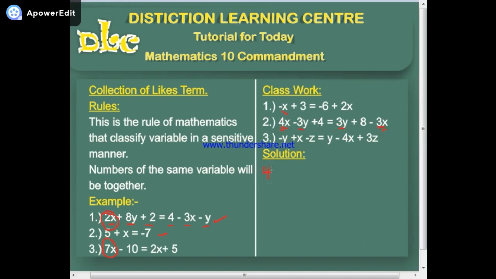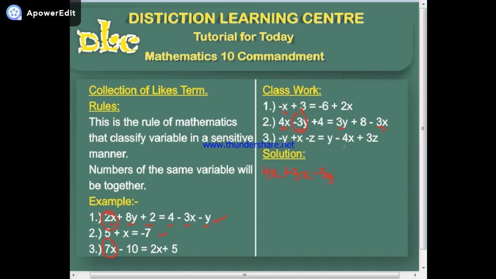4x. That is 4x. Now if this minus 3 comes to the left hand side, it will change to plus 3x. And this y also has the same attribute as this one. And this minus 3y is already at the left hand side first. So you first try that one. Minus 3y.